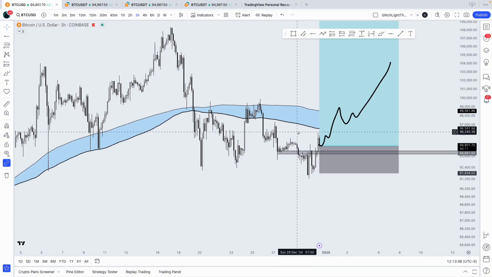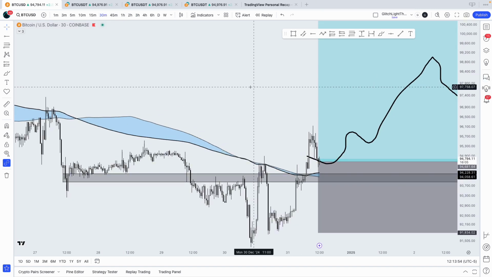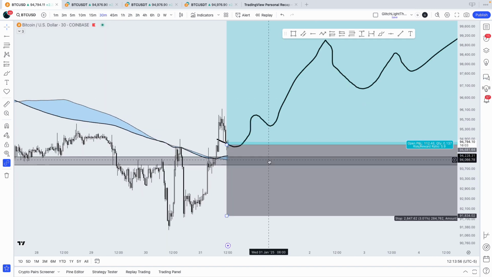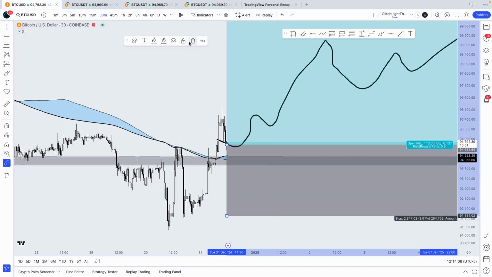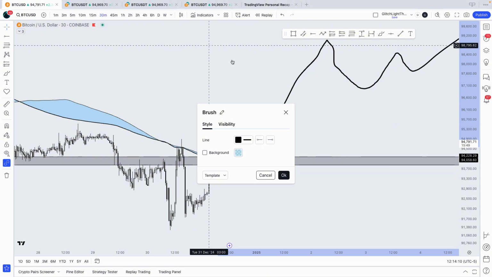Now, if price goes up to this 3-hour 200s and then loses that 30-minute 200s, your low time frame trend, that's when you would just close your position, as price is likely headed lower because those high time frame trends are holding as resistance and price is breaking back below those low time frame trends. Okay, so now let me give you guys a few more examples here.